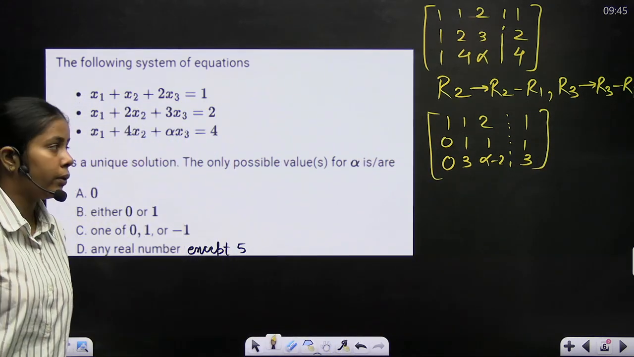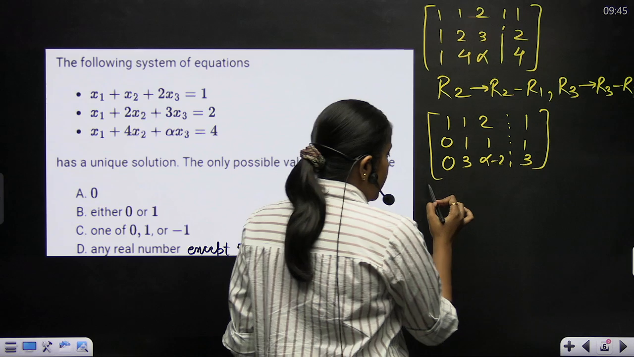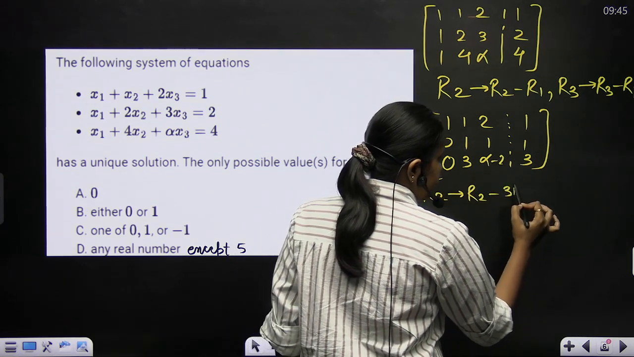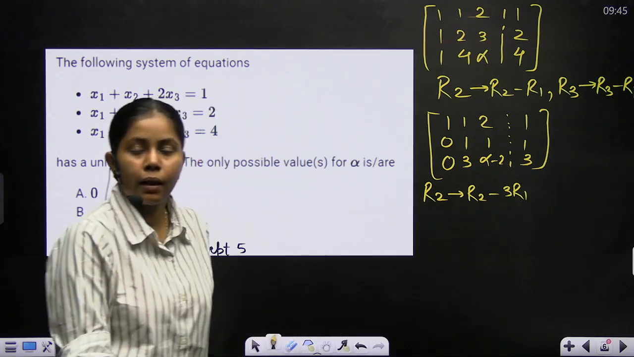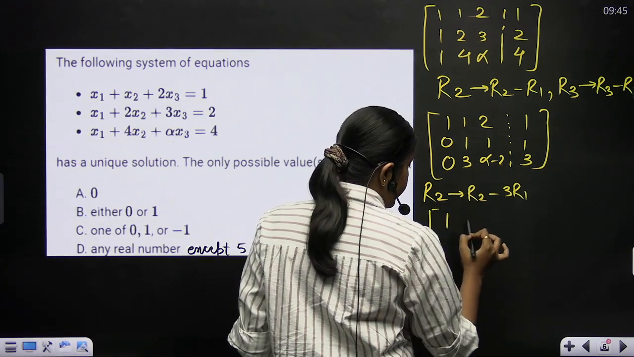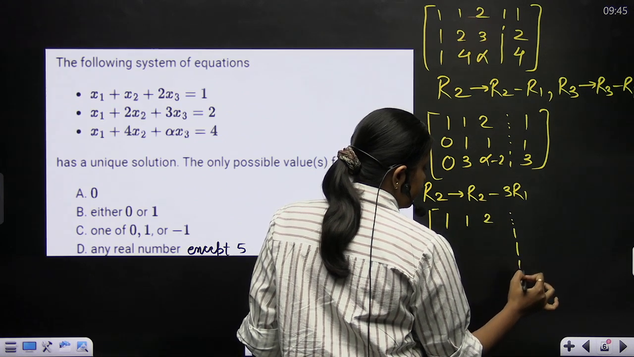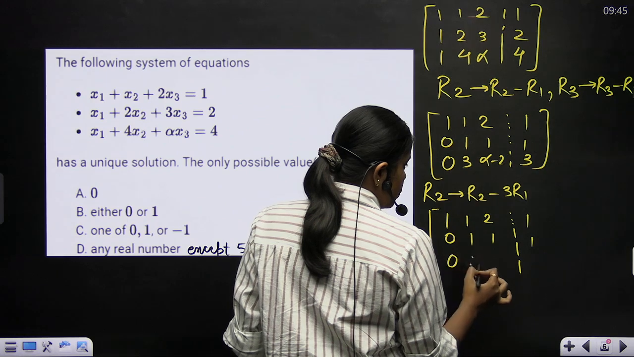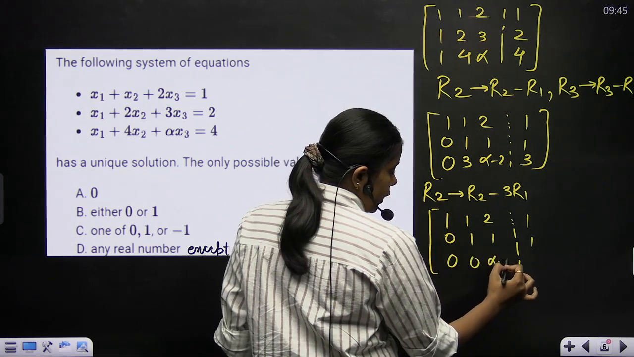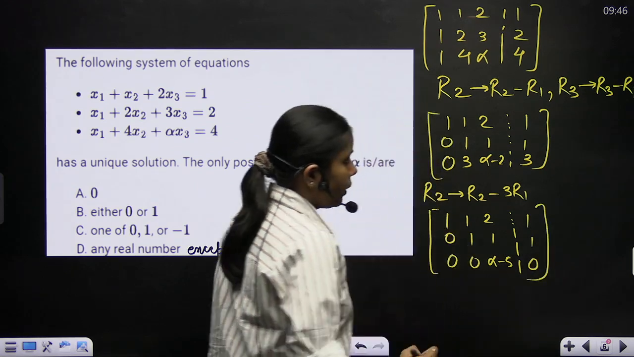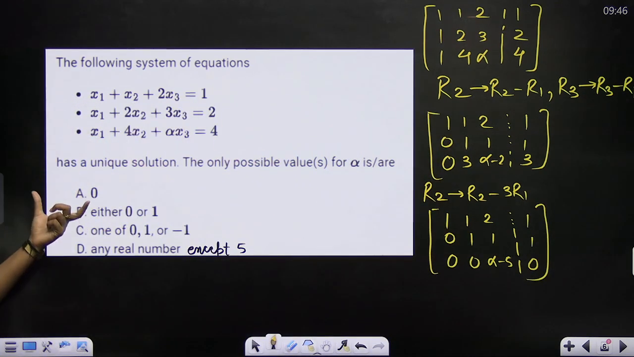Now, next step: I'll make this 3 a 0. R3 tends to R3 minus 3 R2. So I'll have 1, 1, 2, 1, 0, 1, 1, 1, and it would become 0, 0, alpha minus 5 and 3 minus 3, that would be 0. Now, they are saying that the system of equations has a unique solution.